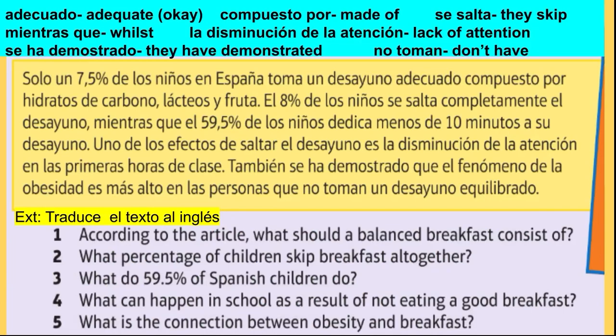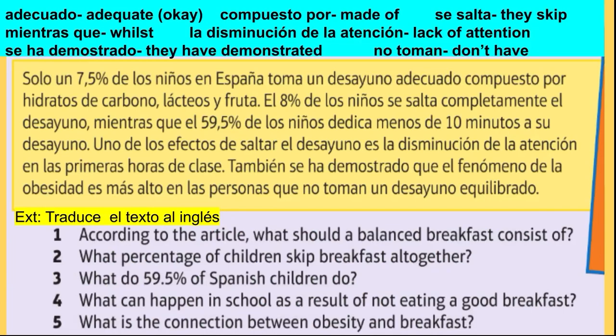That's the key phrase we're looking for. So 8% of children completely skip breakfast. And then what do 59.5% of Spanish children do? Well, we can see that figure in the text. It says with them, los niños dedica menos de 10 minutos a su desayuno. Dedica is like a cognate, isn't it? So 59.5% of children dedicate less, menos, de 10 minutos a su desayuno. So they dedicate basically 10 minutes or less to their breakfast.